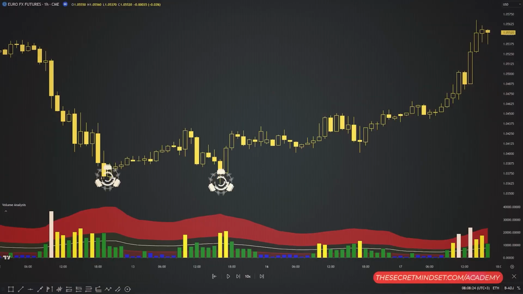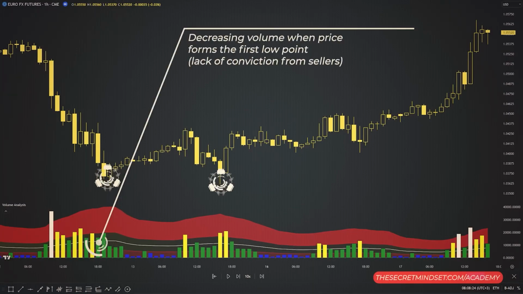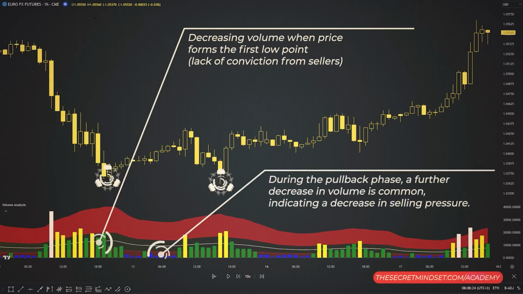When the price reaches the first low point, pay attention to the volume. If the volume is high, it suggests strong selling interest. But if the volume is low, it could indicate a lack of conviction from sellers. After the first low, there is usually a pullback phase where the price retraces. During this phase, a decrease in volume is common, indicating a decrease in selling pressure.